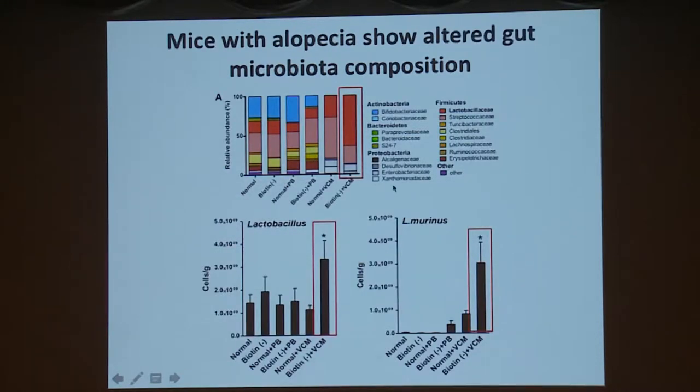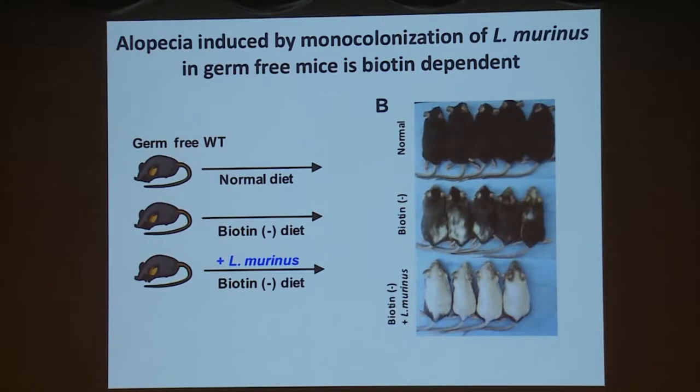Metagenomic analysis revealed that vancomycin treatment in mice fed a biotin-deficient diet induced an altered composition of microbiota, as shown above, with the dominant accumulation of Lactobacillus murinus in the gut, which consumes the residual biotin and depletes available biotin in the gut. Consistently, monocolonization of Lactobacillus murinus in germ-free mice fed a biotin-deficient diet induced alopecia, as shown here, indicating that Lactobacillus murinus plays a central role in the induction of hair loss via a biotin-dependent manner.